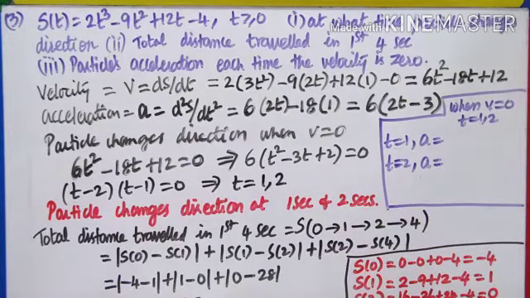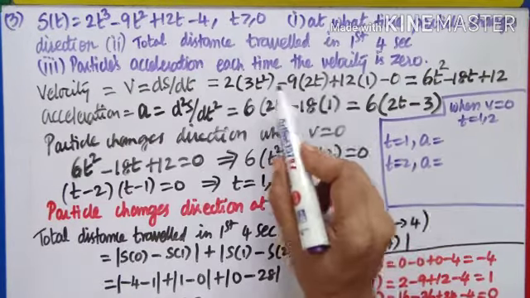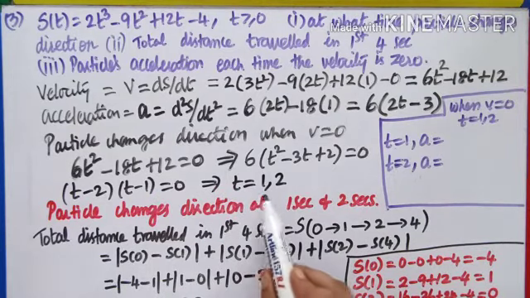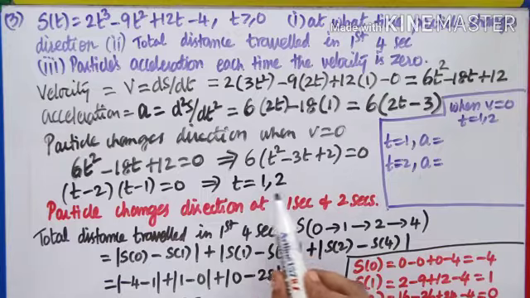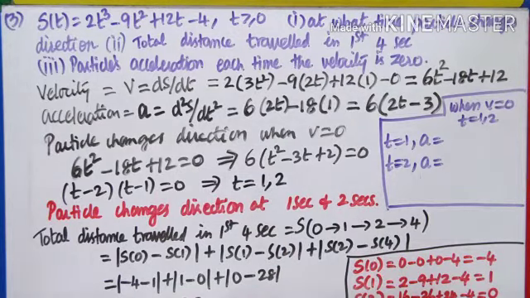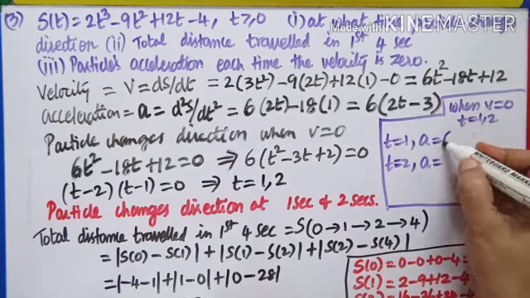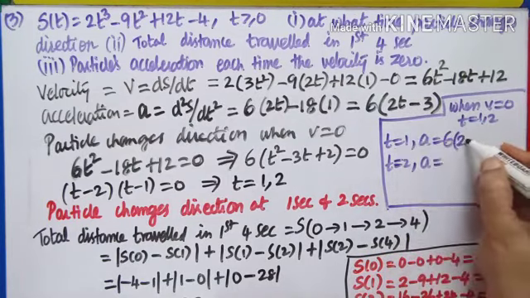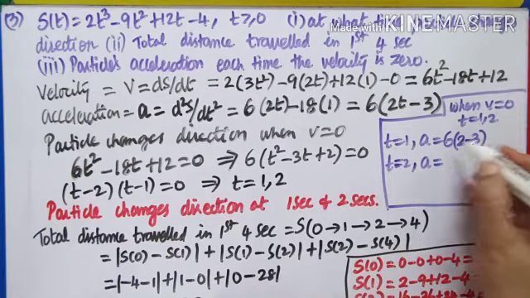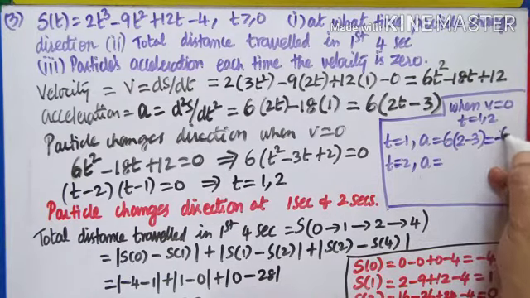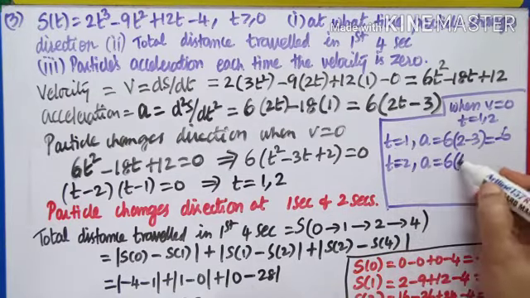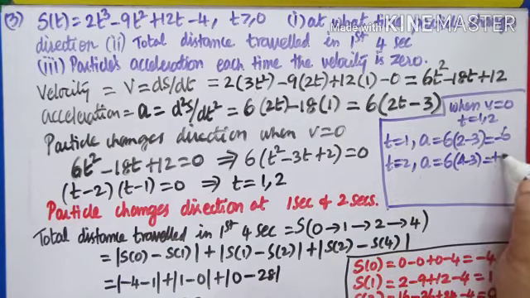Third part of the question: the particle's acceleration each time the velocity is 0. Velocity is 0 gives me time 1 and 2 seconds. Put 1 and 2 in the acceleration formula. So when t is 1, acceleration is 6 into t value 1, 2 into 1, 2 minus 3. That is minus 1 into 6, which is minus 6. When t is 2, 6 into 2, 2's are 4, minus 3. So I get plus 6.